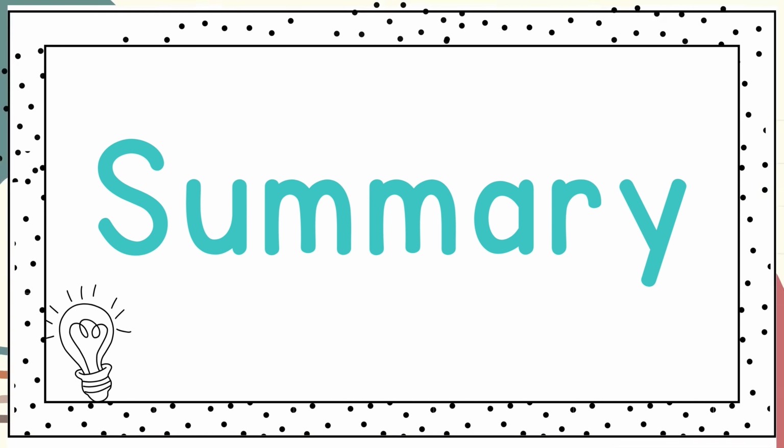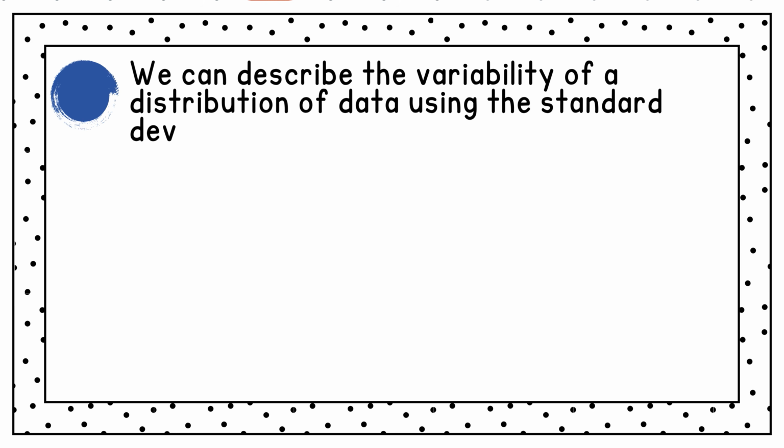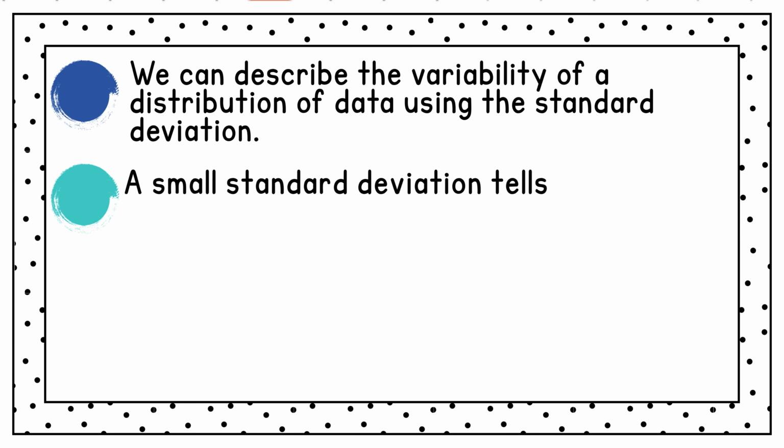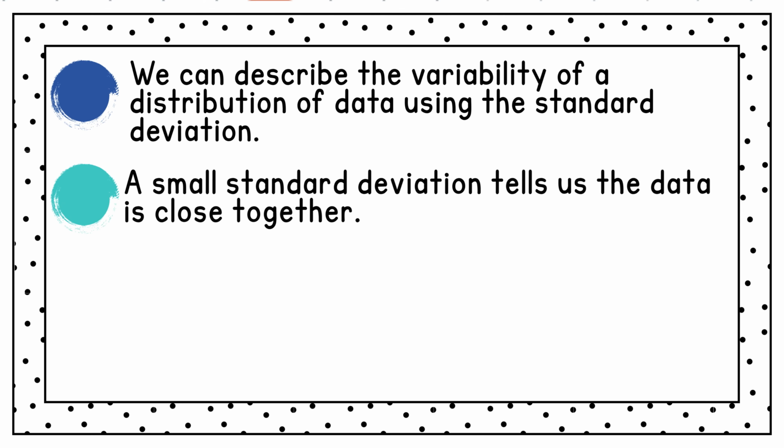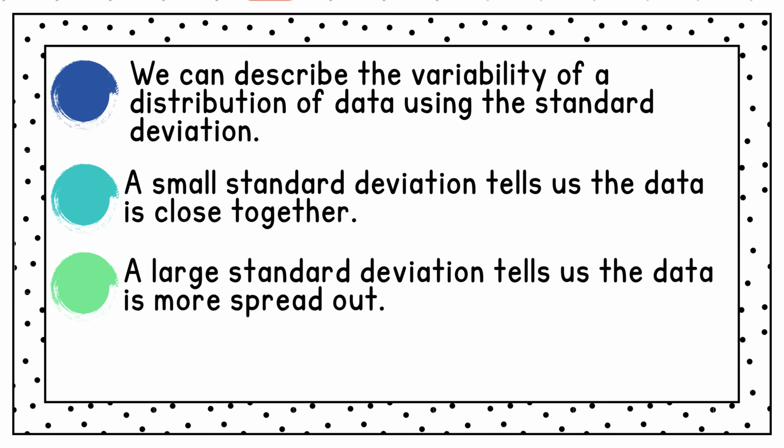Let's recap what we've learned. We can describe the variability of a distribution of data by using the standard deviation. A small standard deviation tells us that the data is close together, and a large standard deviation tells us that the data is more spread out.